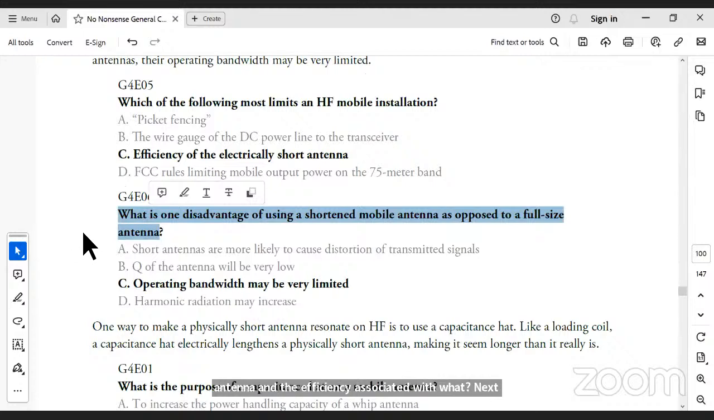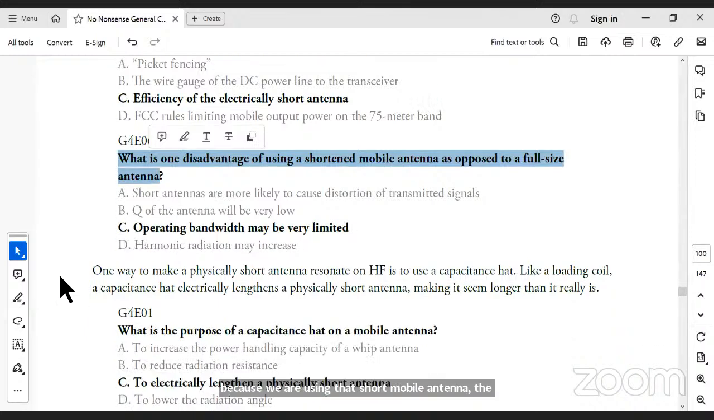Next question. What is one disadvantage of using a shortened mobile antenna as opposed to a full size antenna? Let's dissect this question. What are they asking us? They're asking for a disadvantage of using a shortened mobile antenna, as opposed to a full-size antenna. That full-size antenna, for example, may be a base station antenna. When we go with a mobile antenna that has to be smaller because it's installed in a car or vehicle, what is a disadvantage? Well, because we are using that short mobile antenna, the operating bandwidth may be limited.